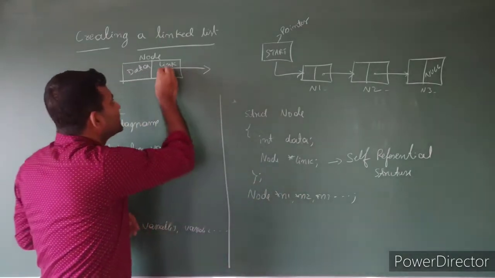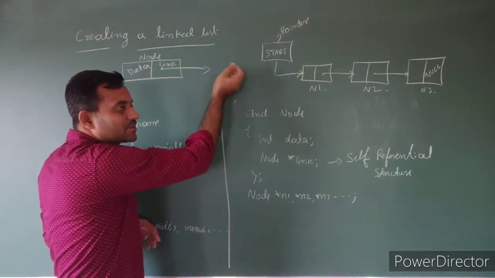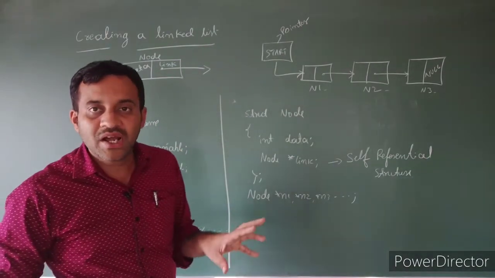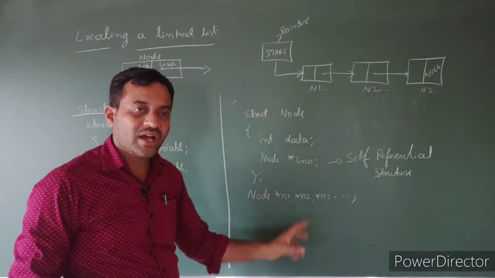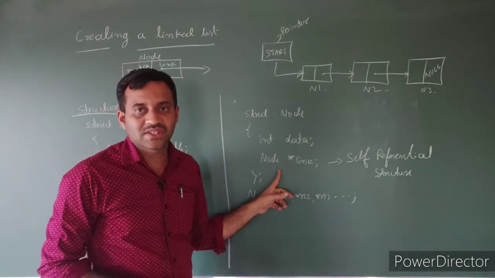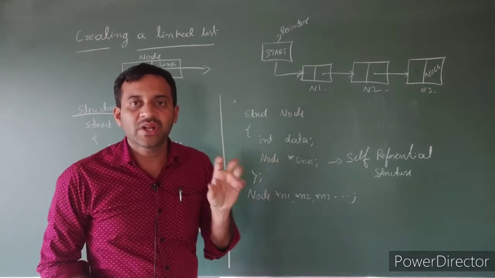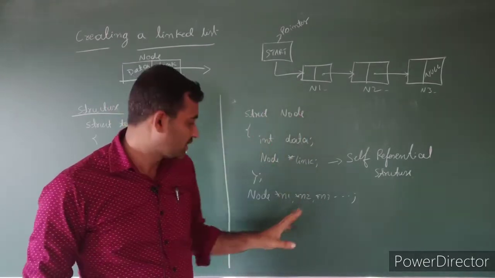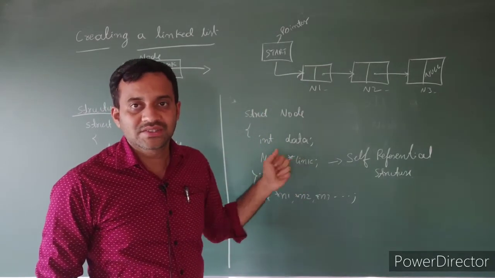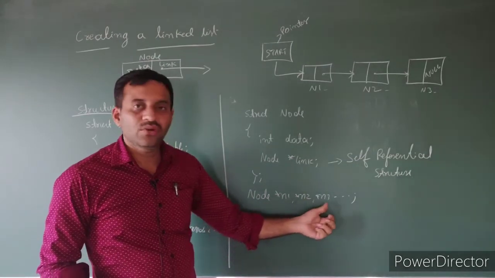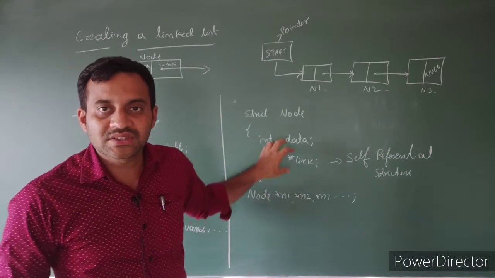Why is it? Because this is the link part, it belongs to the same node, and it stores the address of the next node of the same type. Hence it is a self-referential structure. It creates a node, but it is only a template. If you want n number of nodes, then we create n number of variables for the defined structure. Then n1, n2, n3 each reserve memory for the structure members.